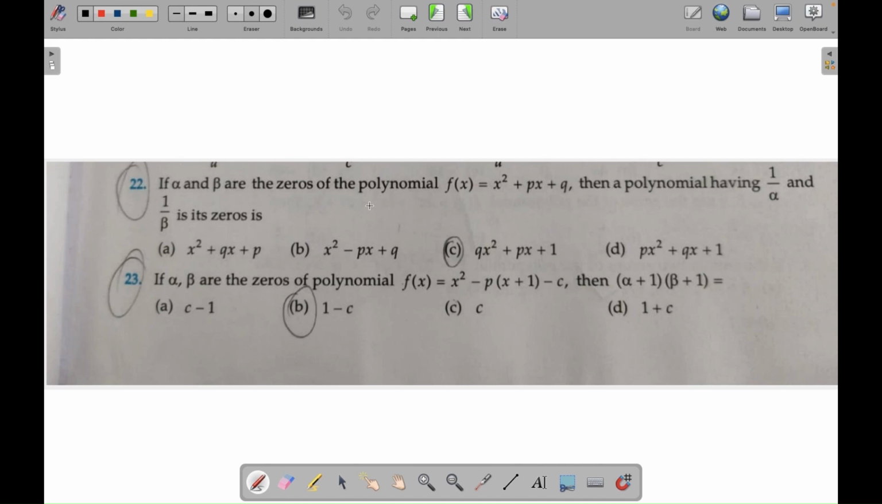If alpha and beta are the zeros of the polynomial x square plus px plus q, then find the polynomial having 1 upon alpha and 1 upon beta as its zeros. It is given that alpha is a root of this equation and beta is also a root of this equation. You just have to find the polynomial which has 1 upon alpha and 1 upon beta as its roots. For such problems, you just assume let y be 1 upon alpha, or 1 upon beta. Then you can write alpha as 1 upon y.